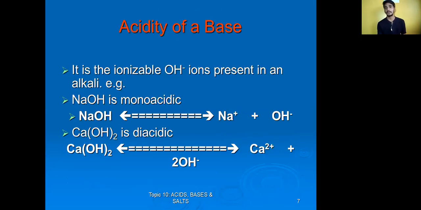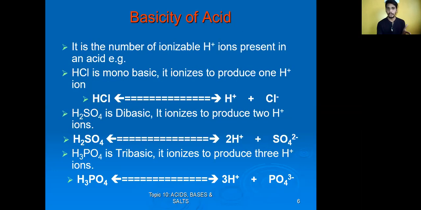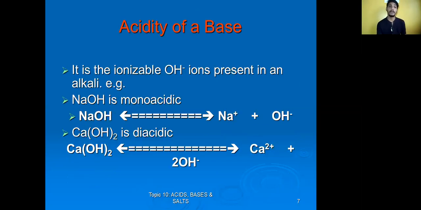This is vice versa. See, in case of basicity of the acid, we have learned how much H plus can be produced or ionized from the acid. Now in this case we are going to talk about how much OH minus is dissociated in case of bases. So NaOH is monobasic, only one OH minus ion is getting there. Then in case of Ca(OH)2, it is diabasic, because two OH minus are getting over here. So this is the reason it's called diabasic.